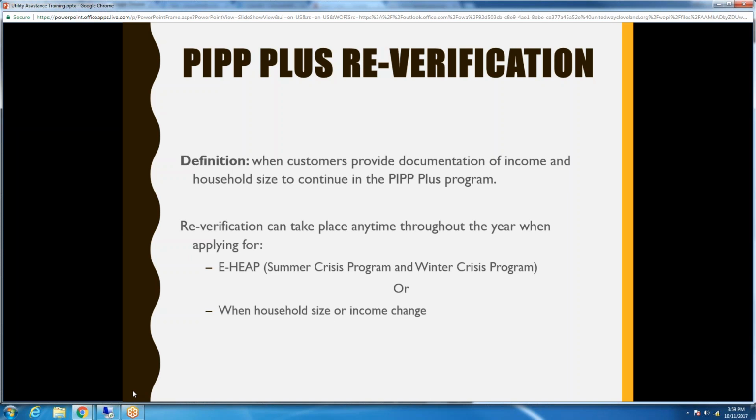And also in Cuyahoga County, COGC does accept, I'm not even going to call it walk-ins, I'll call it drop-offs of the application of PIP re-verification. So they don't even need an appointment. They can just drop off the application there and they will process it.